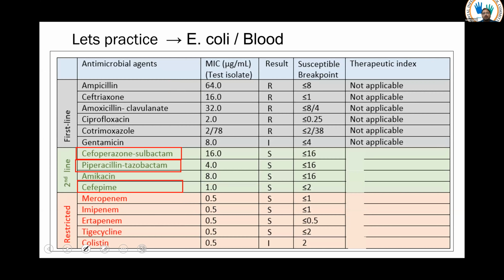Suppose I want to choose between Magnex, Piptas and Cefepime. My clinician wants to ask which one to choose among them. I know my therapeutic index values. Can we suggest the drug of choice now? Piptas. Piperacillin tazobactam. Yes, piperacillin tazobactam.